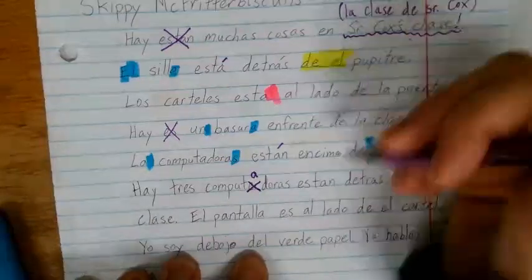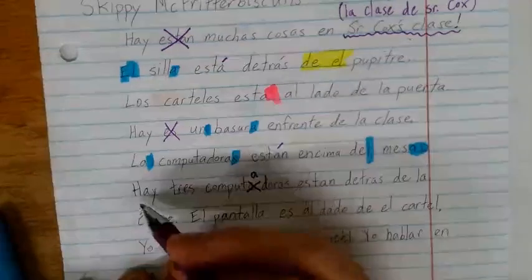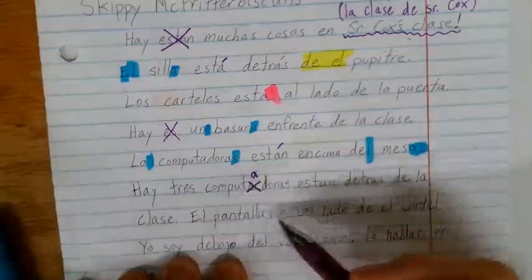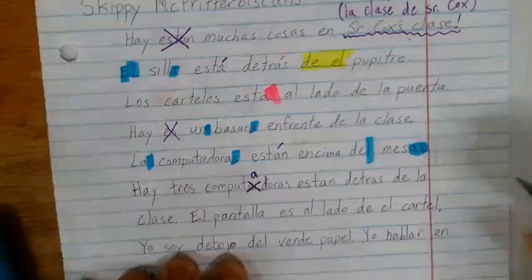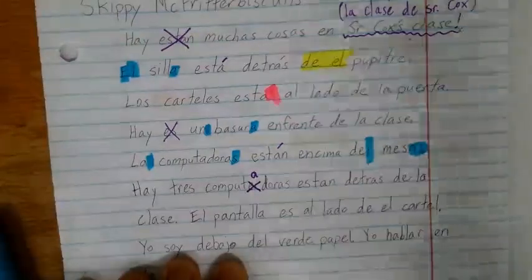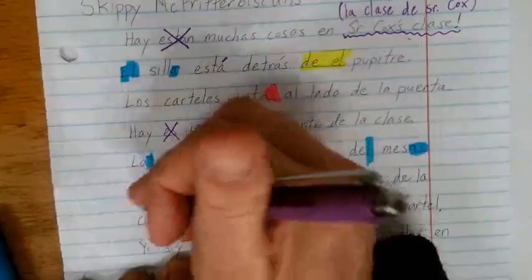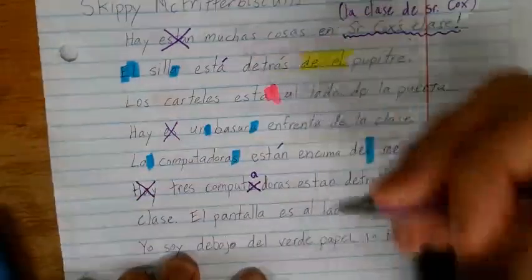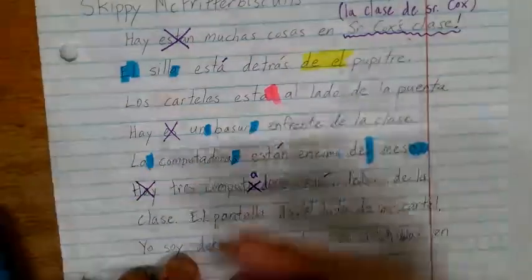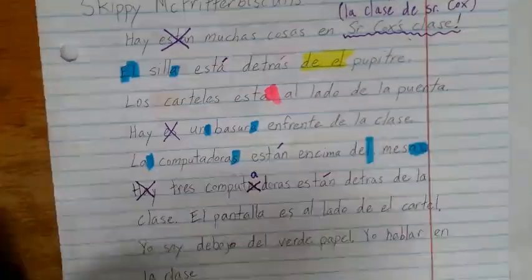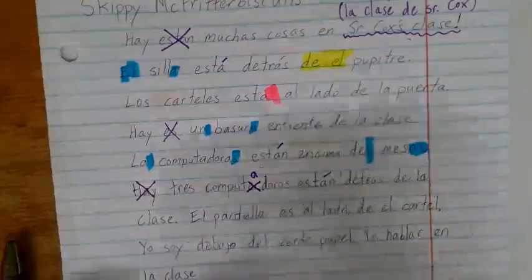Hay tres computadoras están. Well, there are 3 computers are behind the class or in the back of the class. We don't want to have both. Let's cross out the I this time. Now we got 3 computers are behind the class. That's proper. Add that accent there on the están. There we go. Next one.